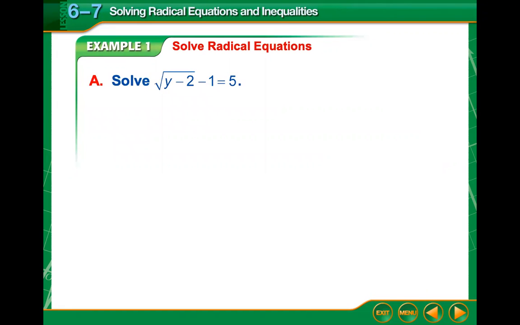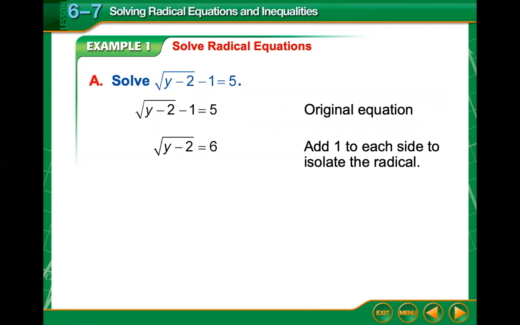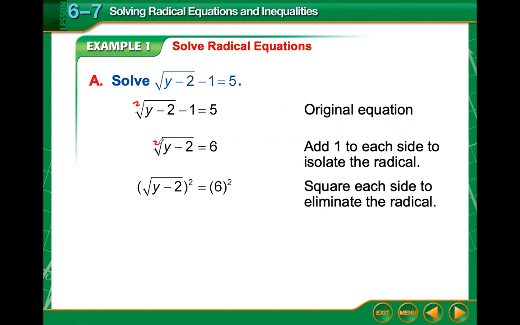So here we have: solve the square root of y minus 2, minus 1, equals 5. Notice that the minus 1 is on the outside of the radical, so we're going to add it to both sides. Now remember, if you do not see an index, the index is going to be 2. So we're going to square both sides. This will get rid of the radical.